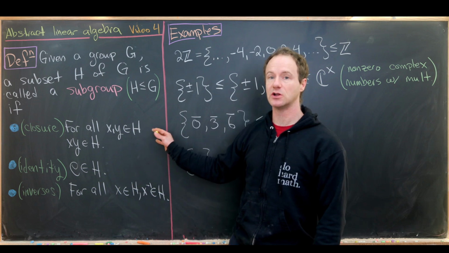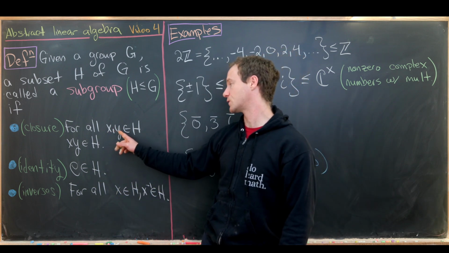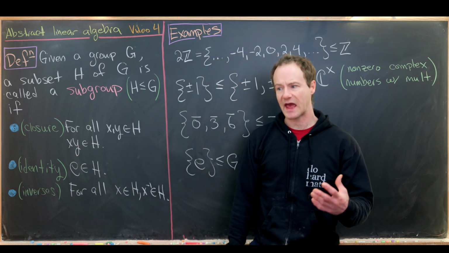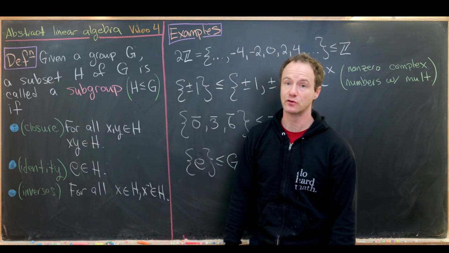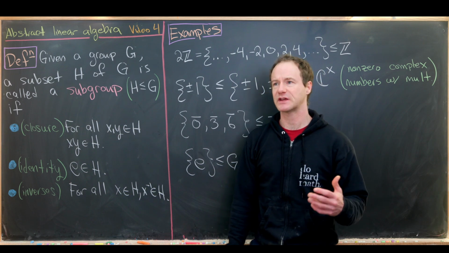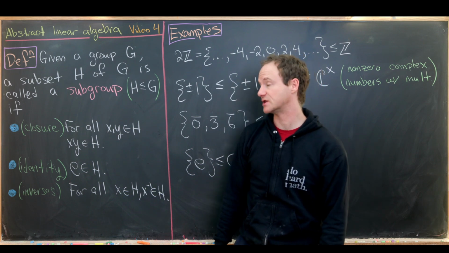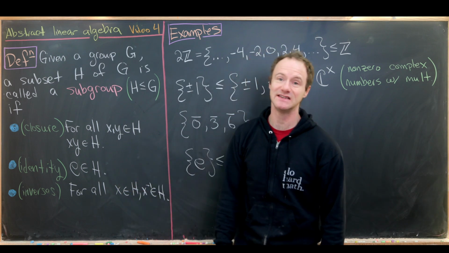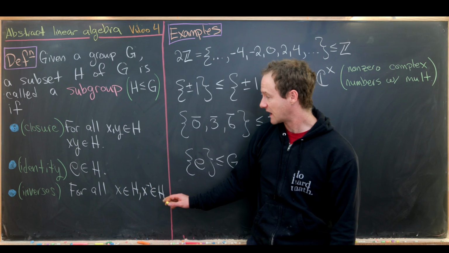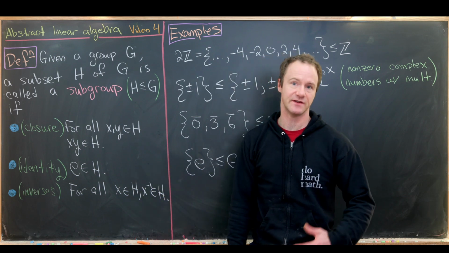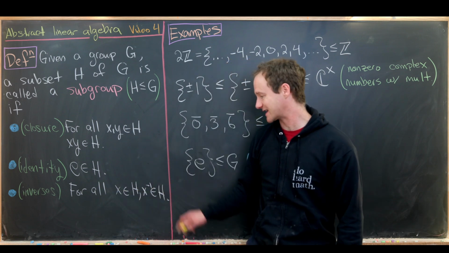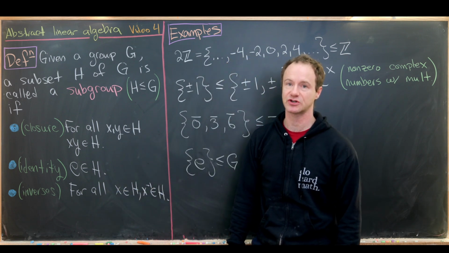So first we need closure. So in other words, for all x, y in H, x times y is in H. Really x combined with y using the group operation. That might be multiplication, composition, or addition, depending on what the group is. Next, we need the identity to be in H. And finally, we need all inverses of every element in H to be in H. So in other words, for all x in H, x inverse must be in H.